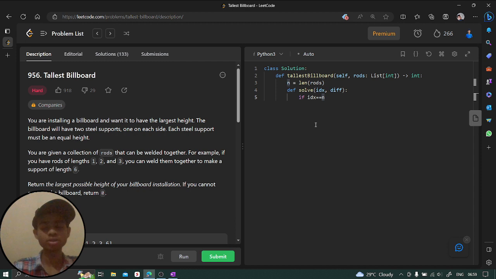If we have come to the last index of our array, right, we are going to check if difference is 0. If so, you're going to return 0. If difference is not 0, then you're going to return float infinity. I'm doing it this way so you can understand, but you can use a conditional operator which is going to work here, right? Let me show you how. Here you can do it like this: if difference is equal to 0, then return 0, else return float of infinity, right?